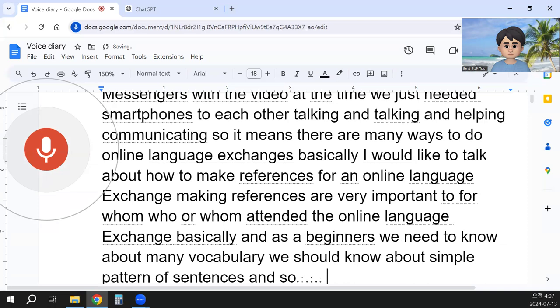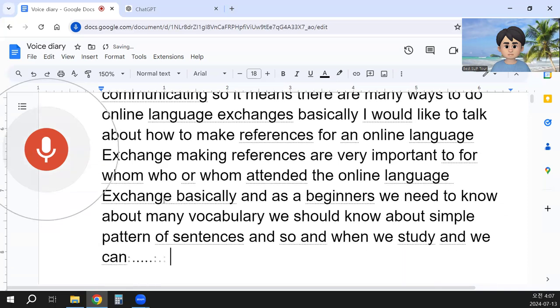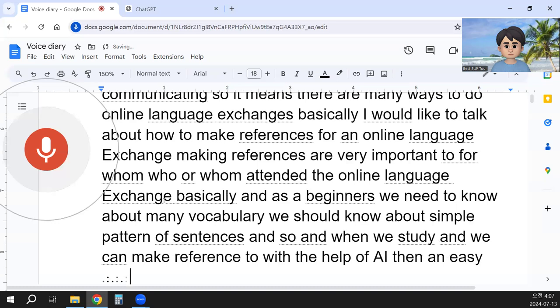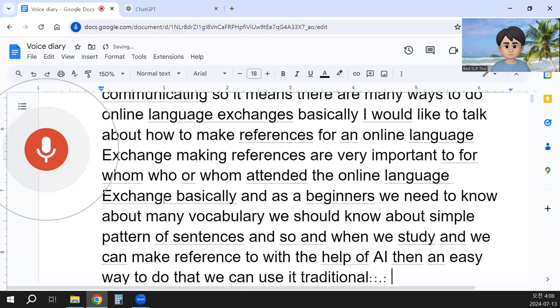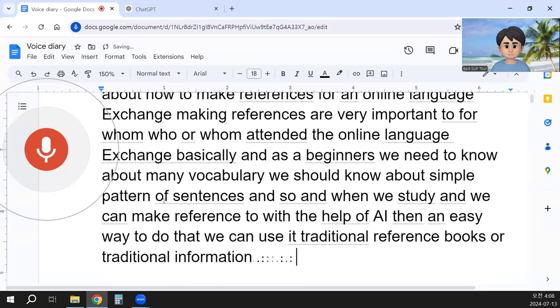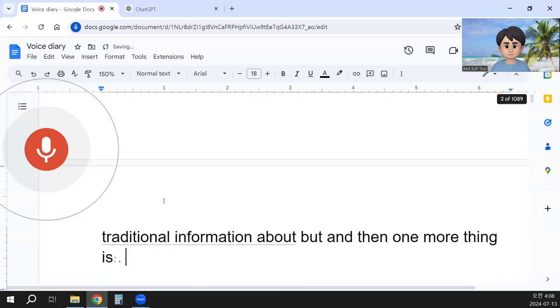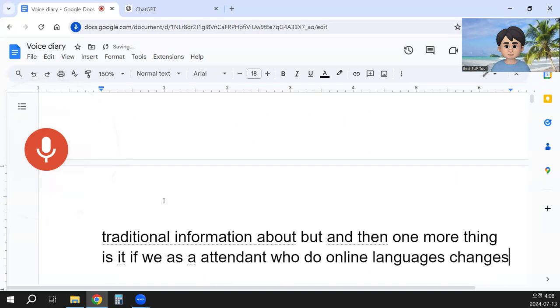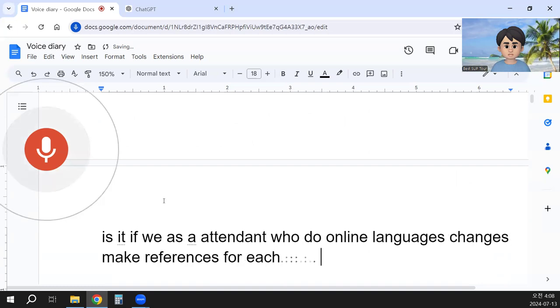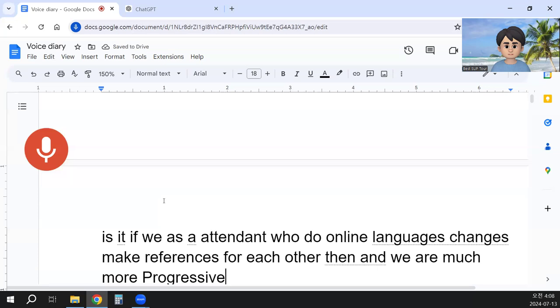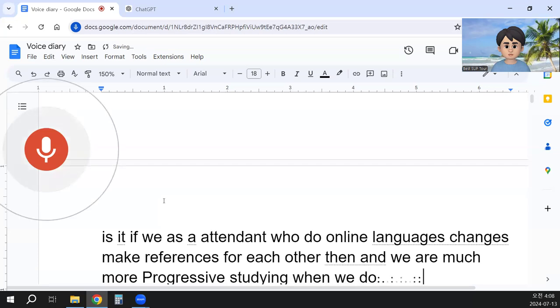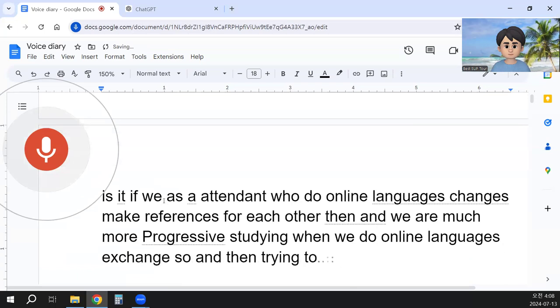When we study, we can make references with the help of AI, an easy way to do that. We can use traditional reference books or traditional information, but one more thing is, if we as attendants of an online language exchange make references for each other, then we are much more progressive in studying when we do online language exchange. So trying to make references is very important.